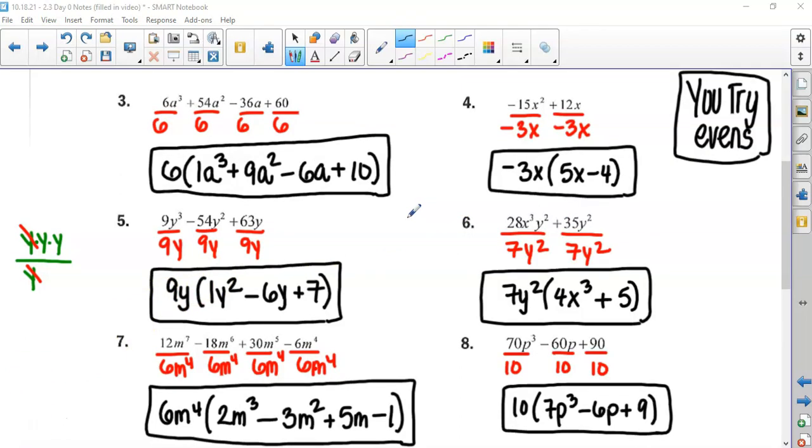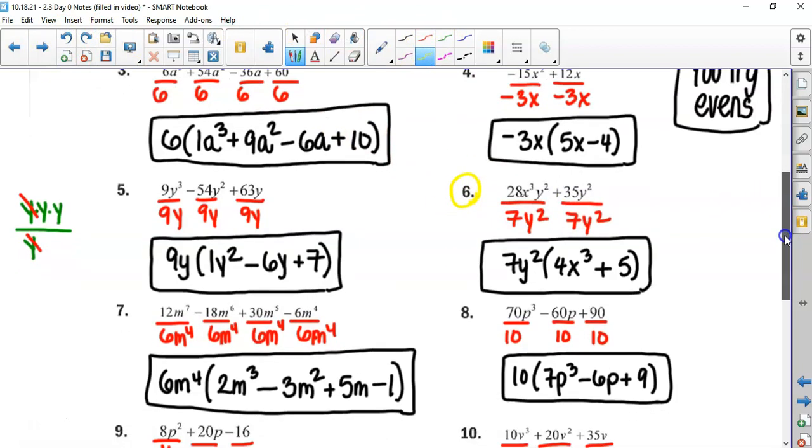Welcome back. Let's compare our answers. So for number 4, we have a negative leading term. So we factor out a negative 3x from both of our terms here. And there's our answer. Number 6 is the first example where we're looking at a case with 2 variables present.